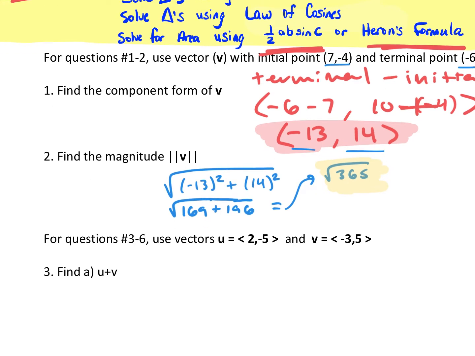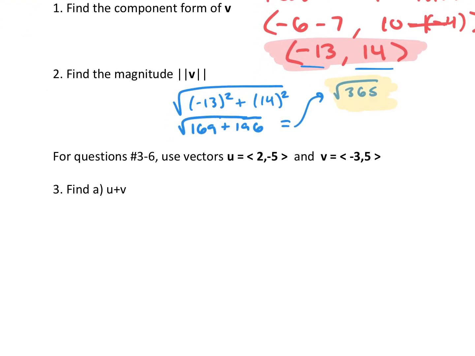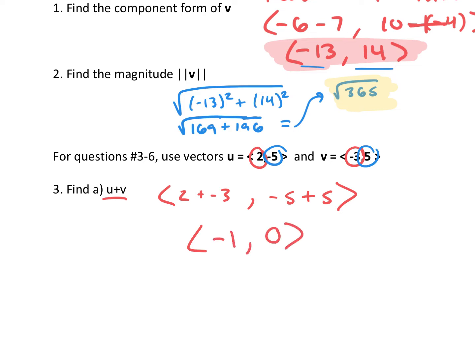All right, for 3 through 6, we're going to use vectors u and v here. So first thing we have to do is add them. So we just add the first with the first and the second with the second. So 2 plus -3 and then -5 plus 5. So our new vector is going to be 2 plus -3 would be -1. -5 plus 5 is 0. So u plus v is -1, 0. Any questions?